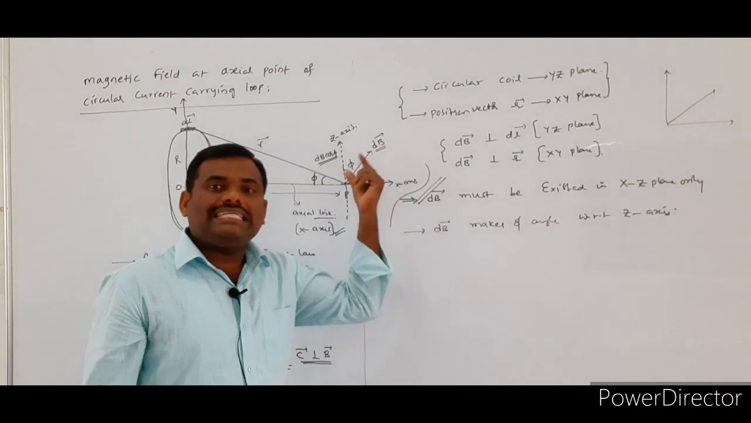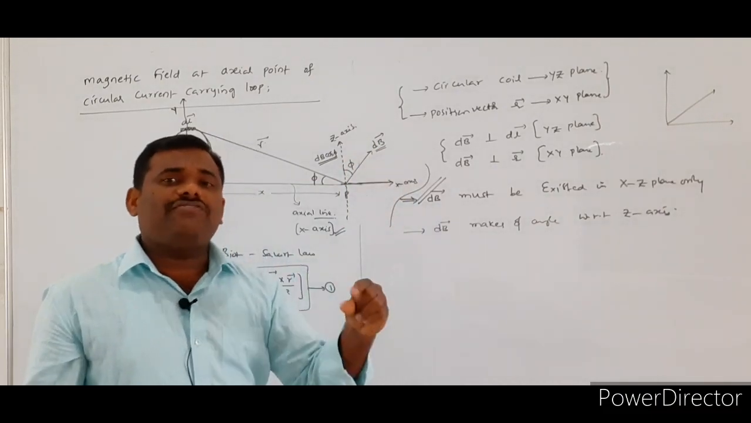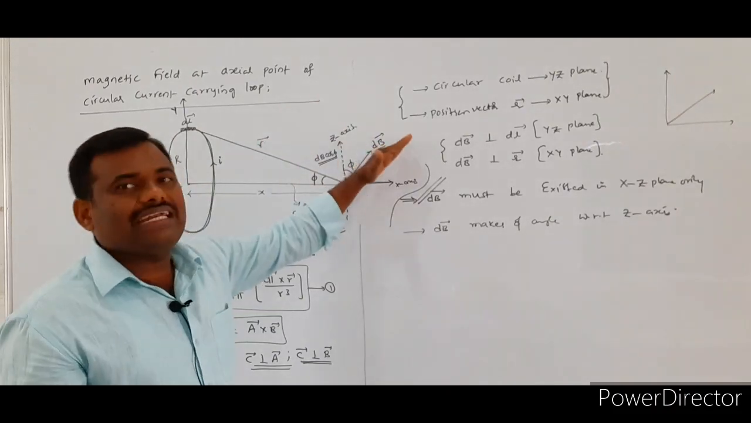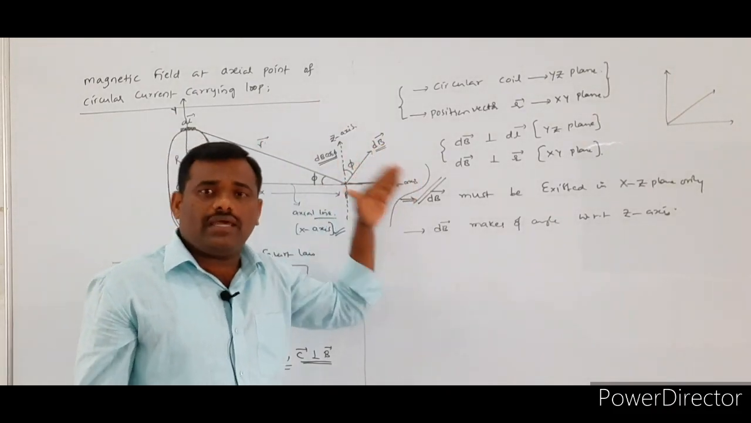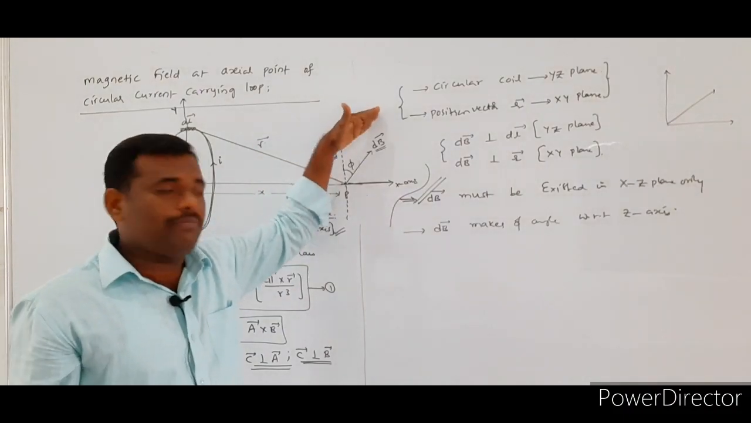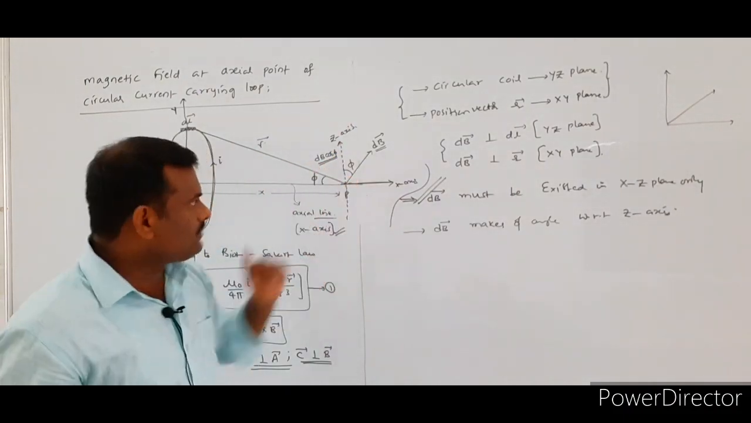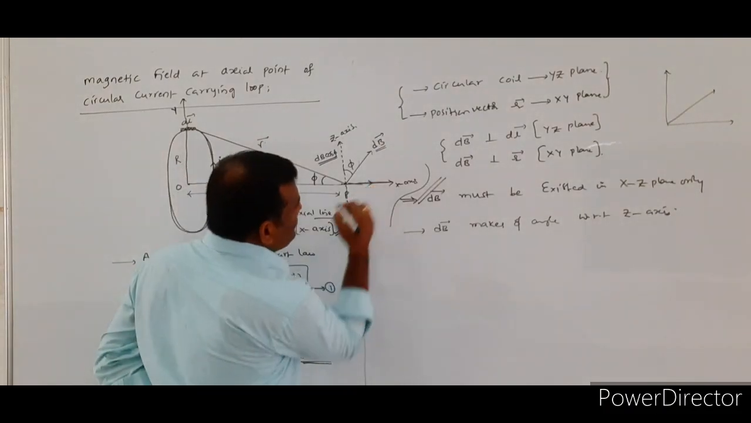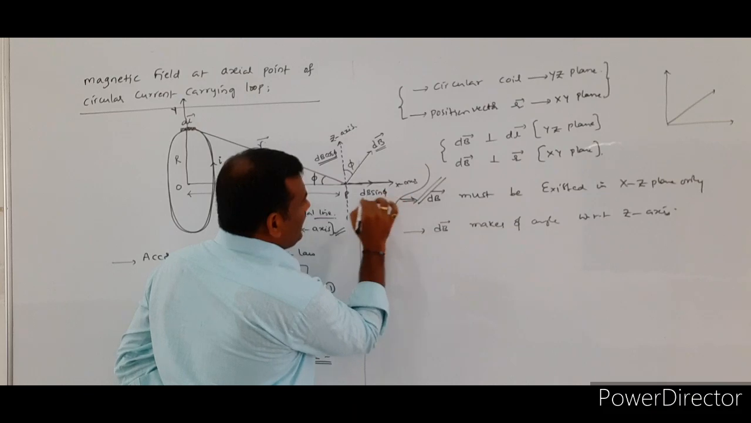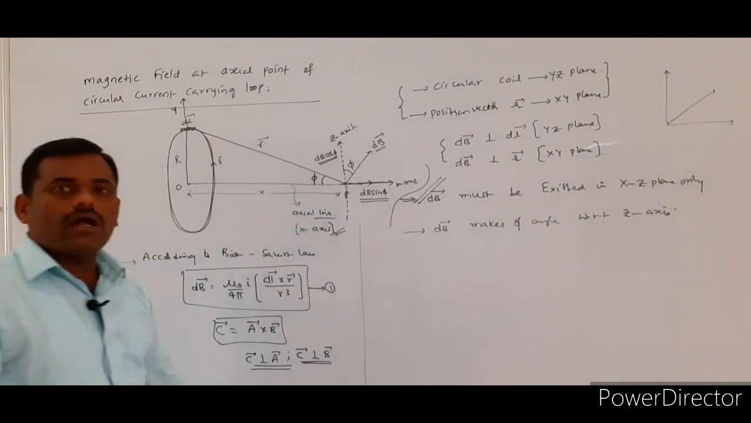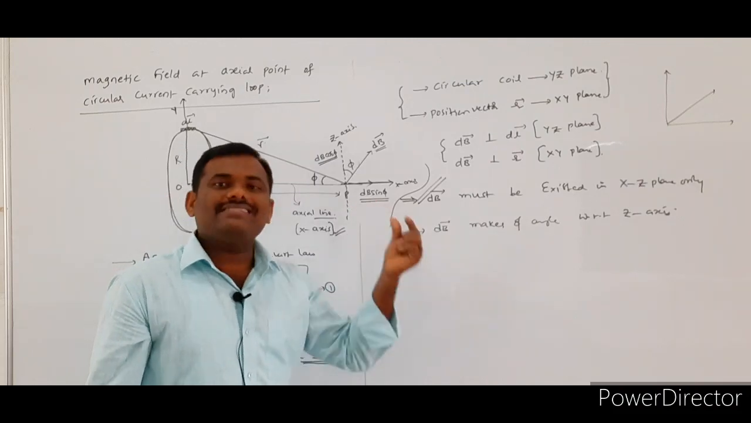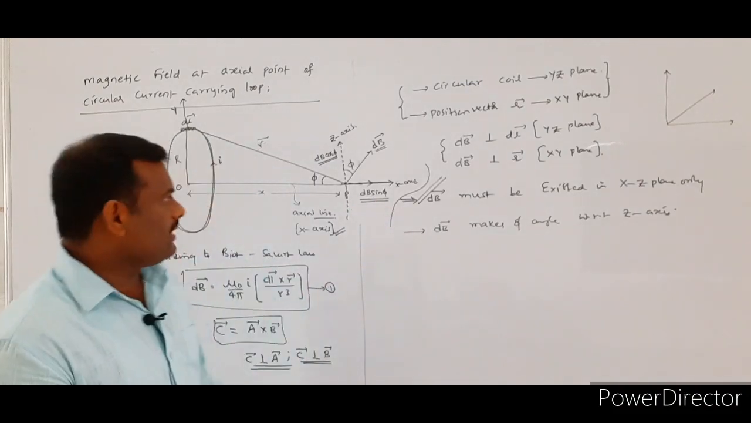So the vector dB bar will be making phi radians with respect to the z-axis. That means the component of the magnetic field which was present along the z-axis will be given by dB cos phi, and the component present along the x-axis is equal to dB sin phi.